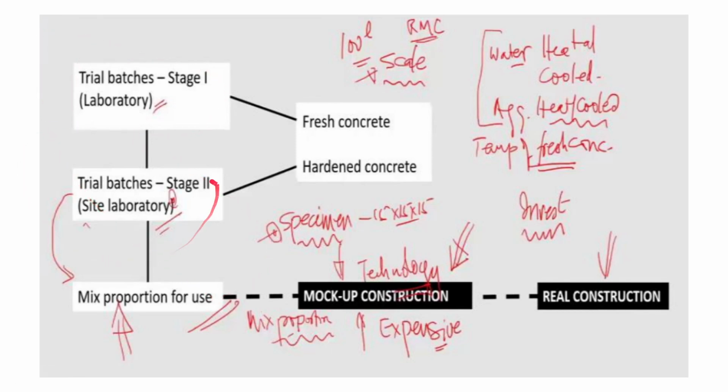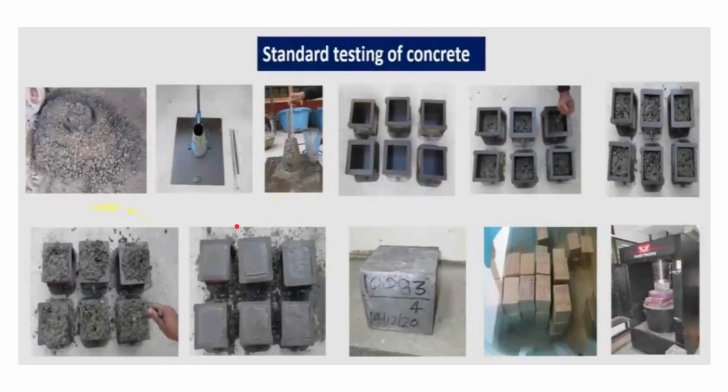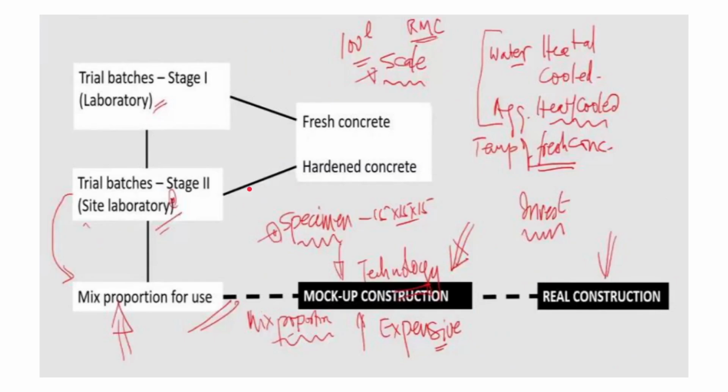In the site laboratory we actually implement our ideas, and we find out whether it is okay. If both tests are okay, we go for the mix proportion, and that can also be divided in two ways. First is the mock-up, which is the rehearsal before the actual construction, and second, if this is satisfactory, we go for the real construction. So these are the three stages of going for concreting in a special environment.